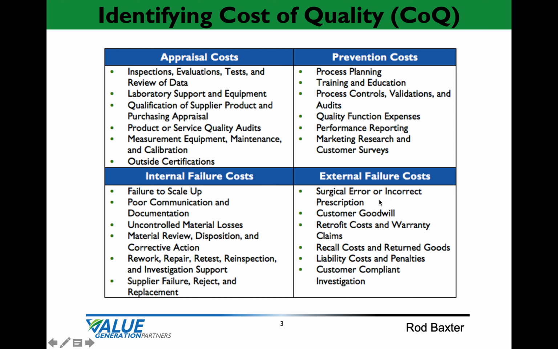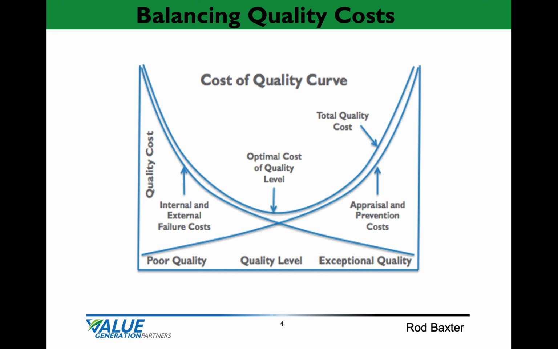External failure cost. Think in the medical industry, surgical errors or incorrect prescriptions. Those make it to the customer. Customer goodwill or retrofitting costs. Liability costs and penalties. Customer complaints. So what we're going to try to do is to balance out these costs. So again, we want to invest in things like appraisal and prevention. As we invest in appraisal and prevention, the curve goes up. Then the internal and external failures will go down. The more we invest in appraisal and prevention, the less we have to spend on internal and external failures.